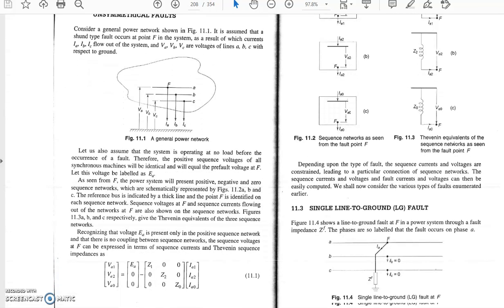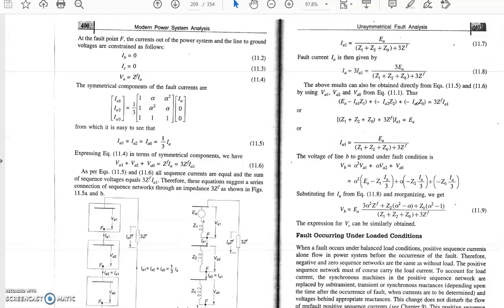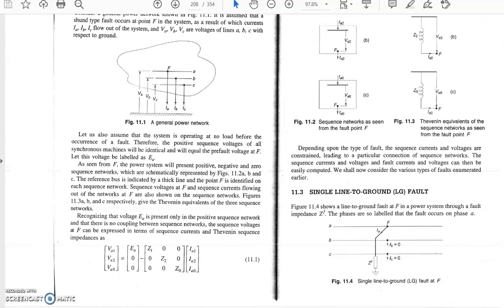So first we will consider the single line to ground fault. You have to follow some steps to make the derivation of this fault. First of all, you have to draw the diagram of the fault. For example, this is the single line to ground fault.